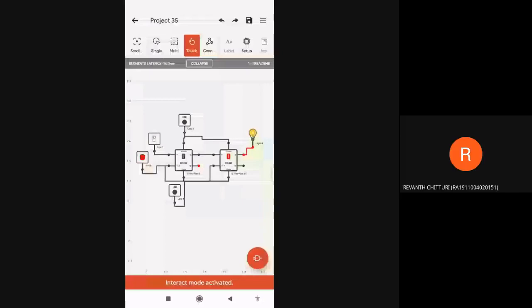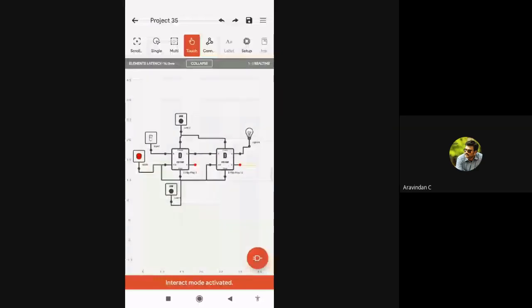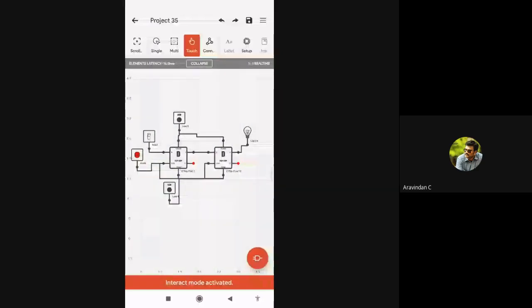Yes, sir. Understood. Okay. Now I'm pressing the second time. Now the second data has also been transferred. So this is serial in, serial output. Okay. Now I'll do serial in, parallel output with the same circuit. This is the second logic.